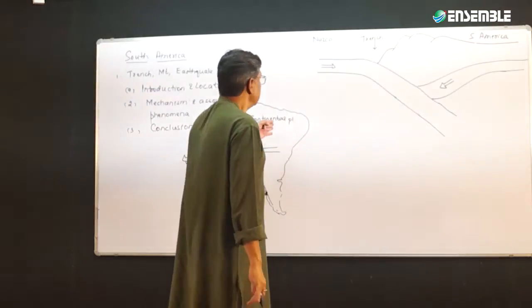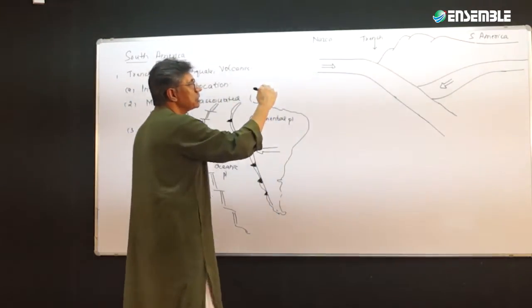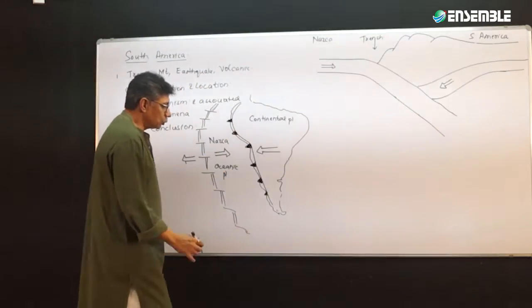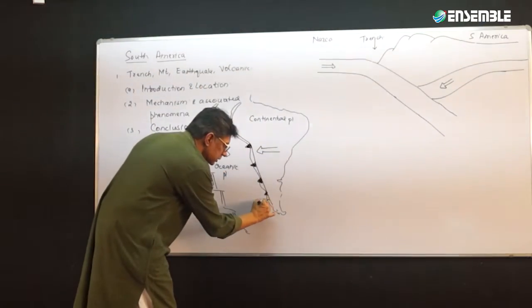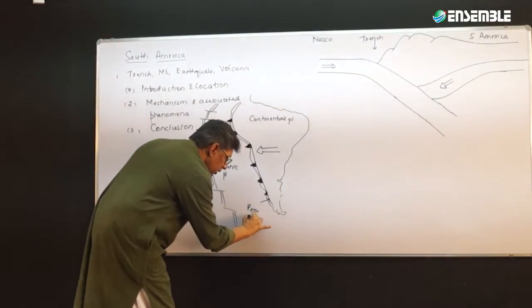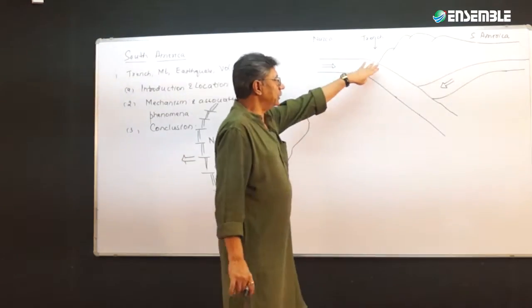So the trench forms. Now this trench is going to be known by the name of the Peru-Chile trench. This is something that you can go and label. Peru-Chile, that's one part.